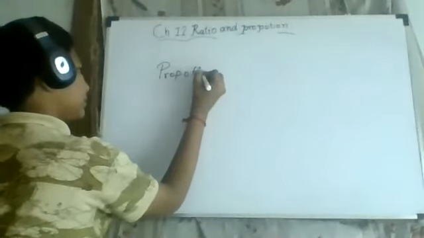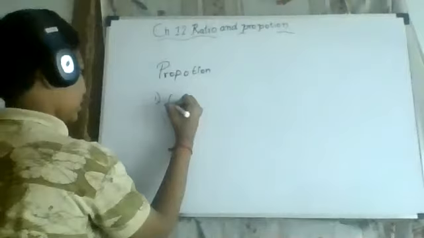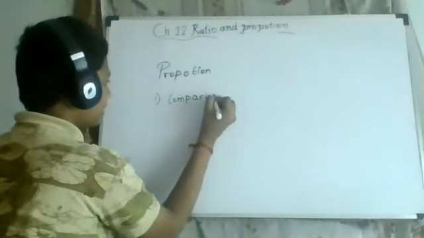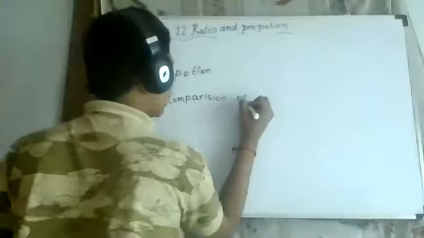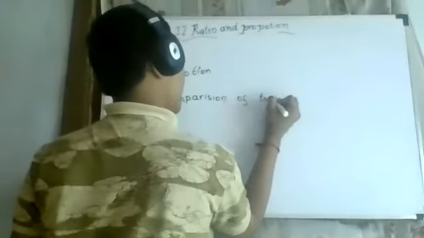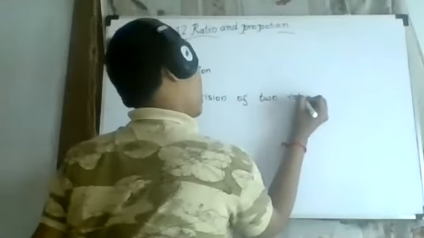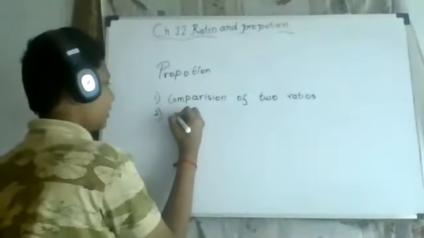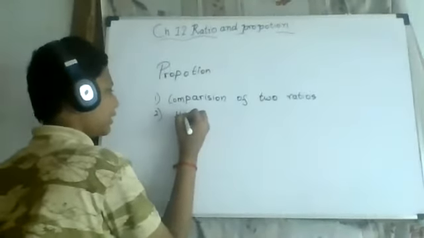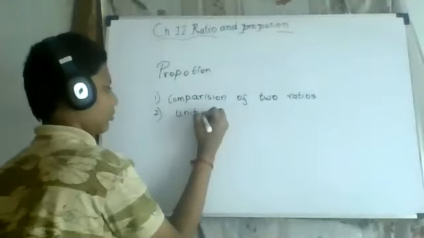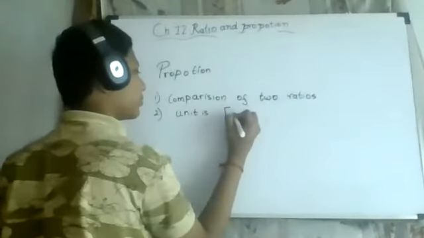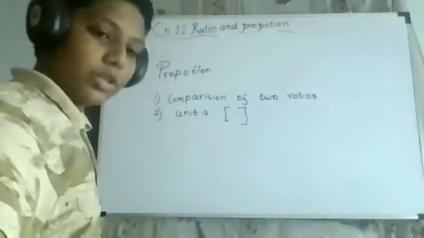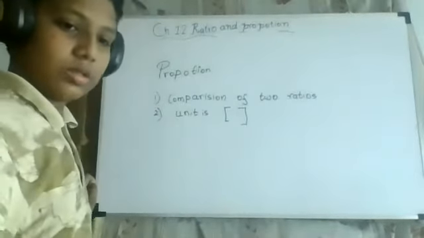So what is proportion? Proportion is, first point, the comparison of two ratios. Second point, the unit is two semicolons.